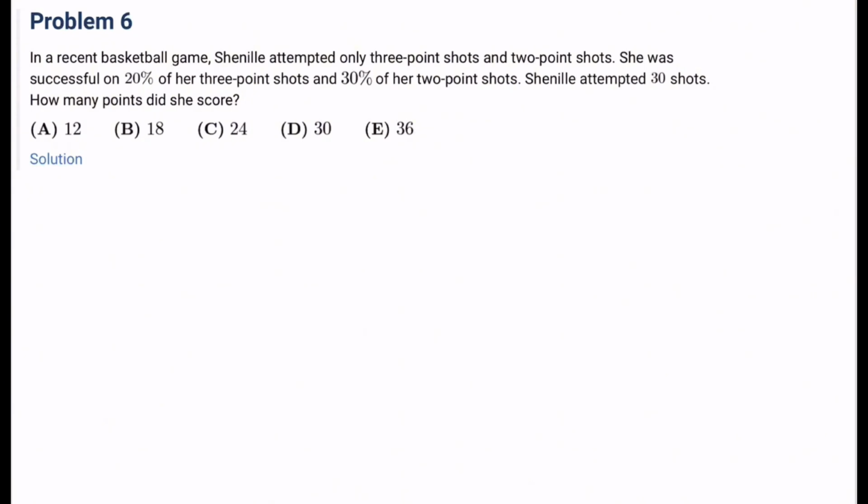Okay, so it gave us no clues as to how many 3-pointers and how many 2-pointers Chanel attempted, and so that means it doesn't matter. Let's say that she tried 10 3-pointers and 20 2-pointers. This gives us 2 times 3 plus 6 times 2. That gives us 18. So 18 is the answer, it's B.